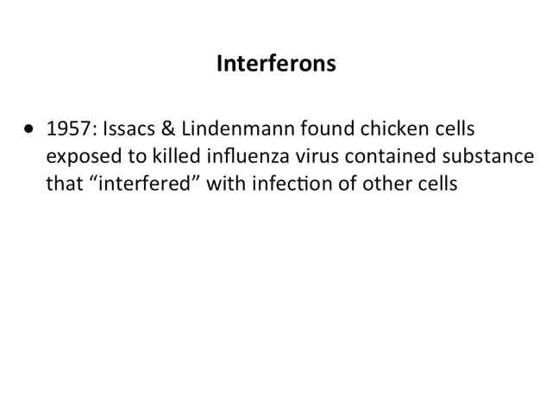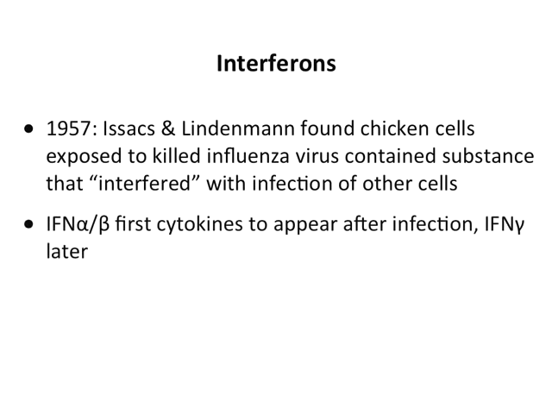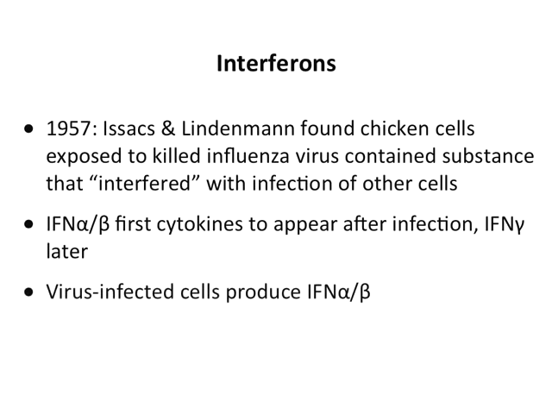These were first discovered in 1957 by Isaacs and Lindenmann, who found that if you expose chicken cells to an activated influenza virus, those cells would produce something in the medium, which if you added to another cell would protect them from influenza virus infection. So they said it interfered with infection, so they called it interferon. There are a couple of different types, as we'll show you in a moment. Interferon alpha, beta are the type 1 interferons. These appear first after infection, followed by interferon gamma.